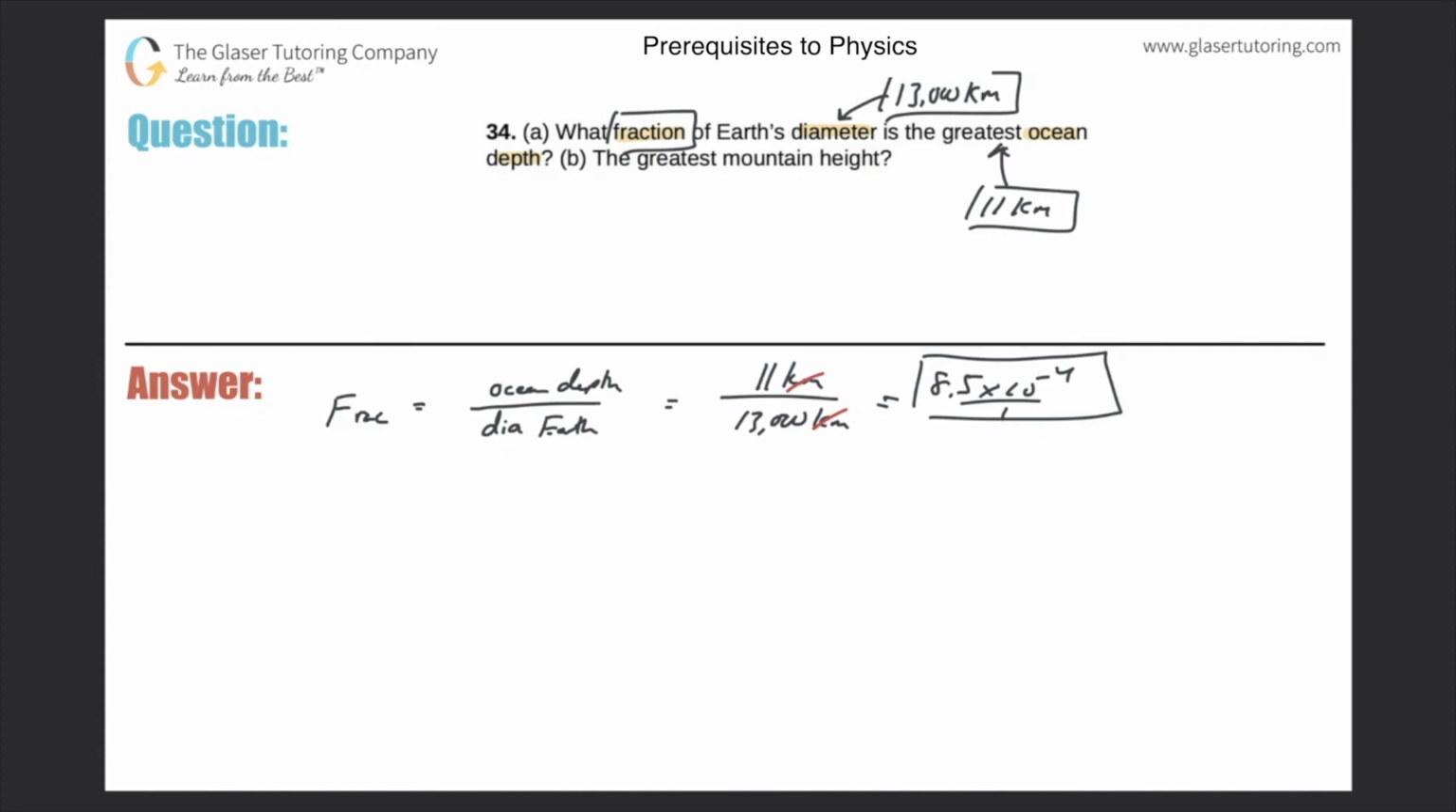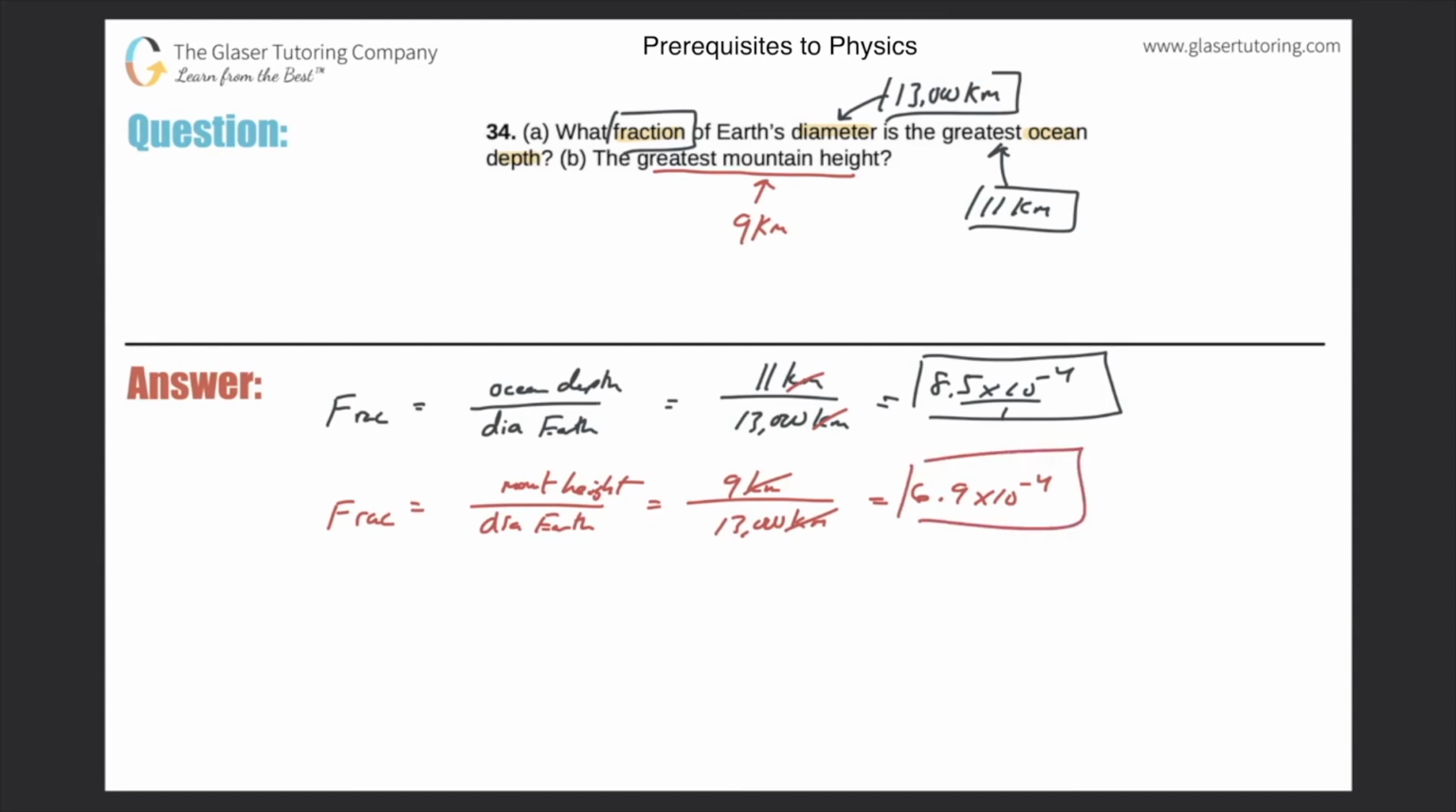Now we turn our attention to part B, which says now the greatest mountain height. Let's assume the greatest mountain height is approximately 9 kilometers. Similar methodology here. The fraction should equal the mountain height over the diameter of the Earth, and that would be 9 kilometers over 13,000 kilometers. Again, I'm consistent with the units, so they cancel. Now 9 divided by 13,000 works out to approximately 6.9 times 10 to the minus 4. And that's that particular fraction.